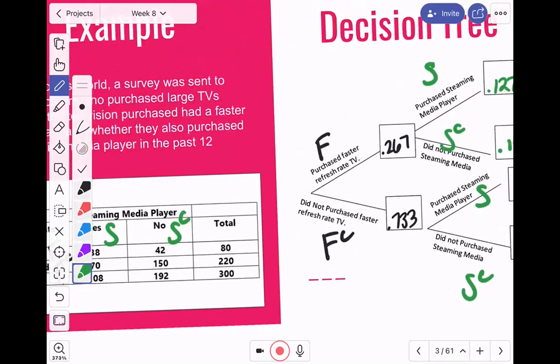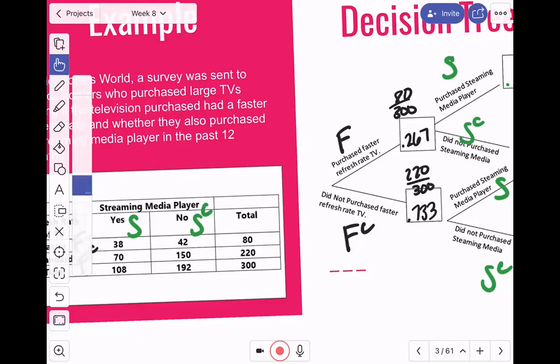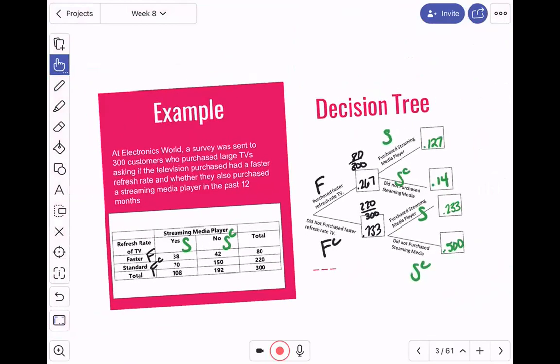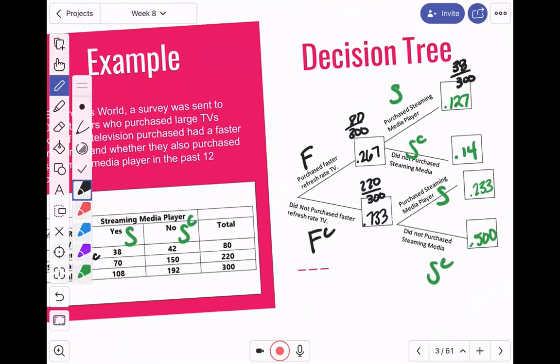Let me go back over here so when y'all go back and look at this, you know what you're looking at. Let me put the actual numbers over. This was 80 over 300, right? This was 220 over 300. This one was 38 over 300. This one was 42 over 300. This was 70 over 300. This was 150 over 300. Right? You okay with that?